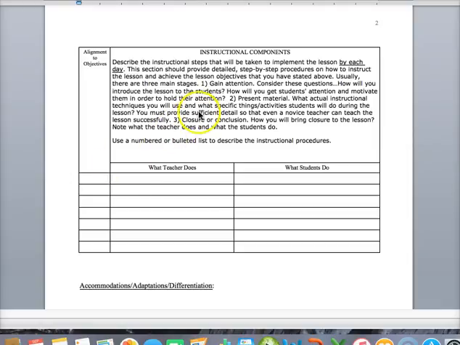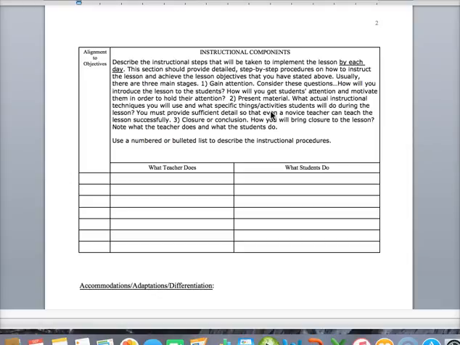So you're going to have step-by-step instructions. There are 3 main stages. You're going to gain their attention, okay? So that's hooking them. Consider these questions: how will you introduce the lesson to the students? What's the introductory hook you're going to use? How are you going to hook them and motivate them and then keep them?